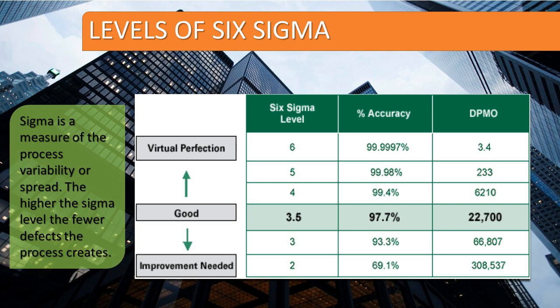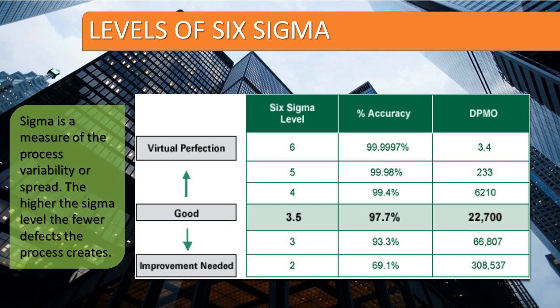Levels of Six Sigma. This table will show the definition of the level of Six Sigma and its corresponding accuracy and DPMO or defects per million opportunities. Good companies have 97.7% accuracy and 22,700 defects per million opportunities. Level 6 Sigma has 99.9997% accuracy and 3.4 defects per million opportunities. This means companies should aim for Level 5 or Level 6 Sigma to accurately meet the process improvement objectives.